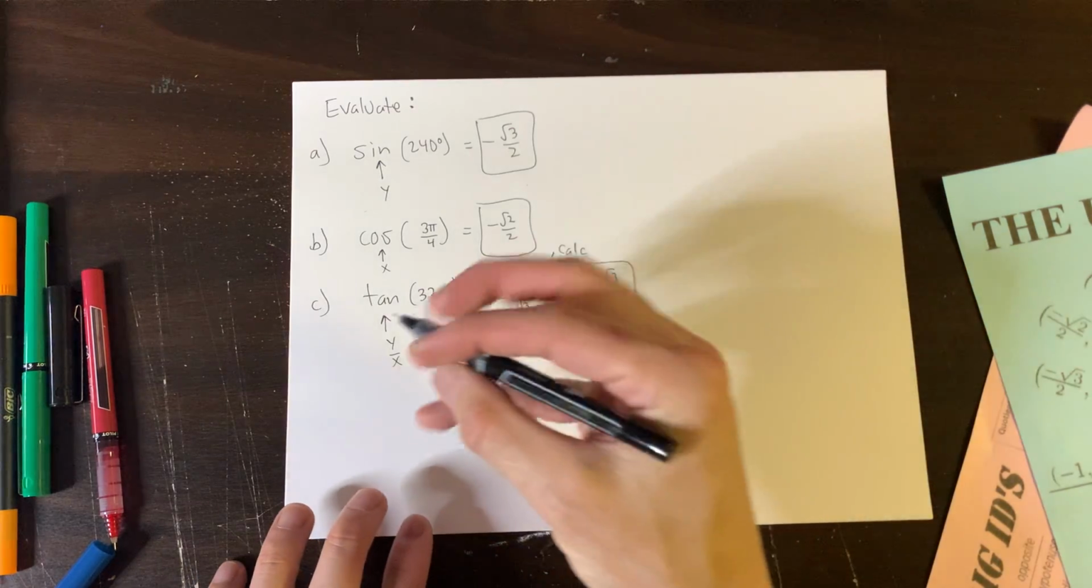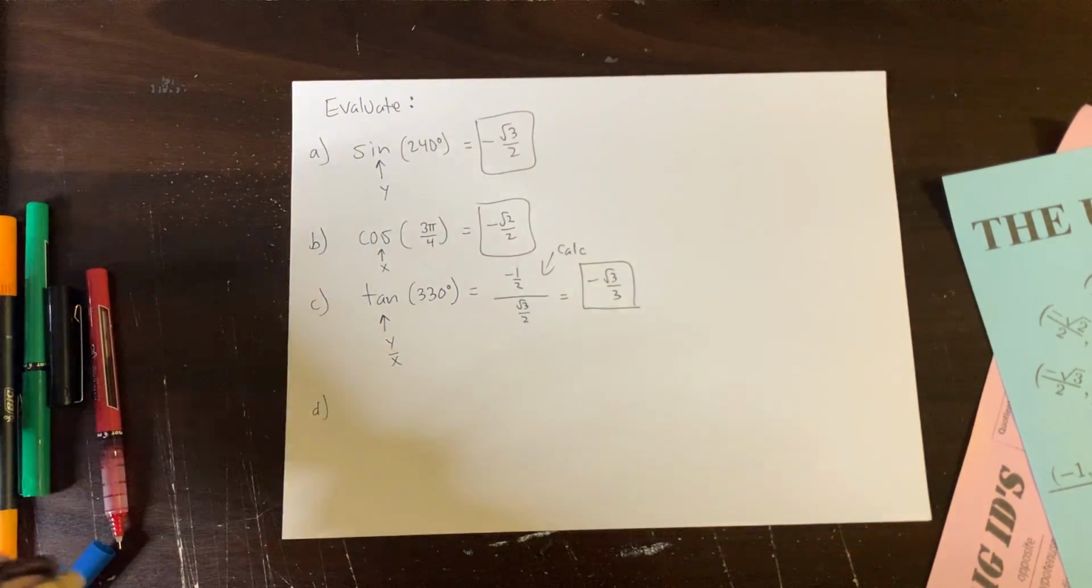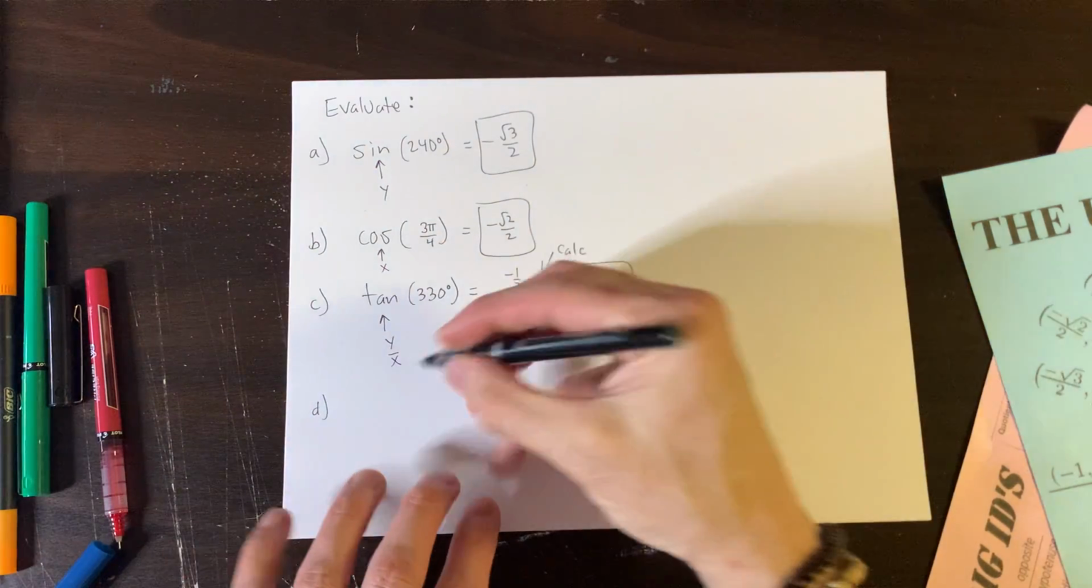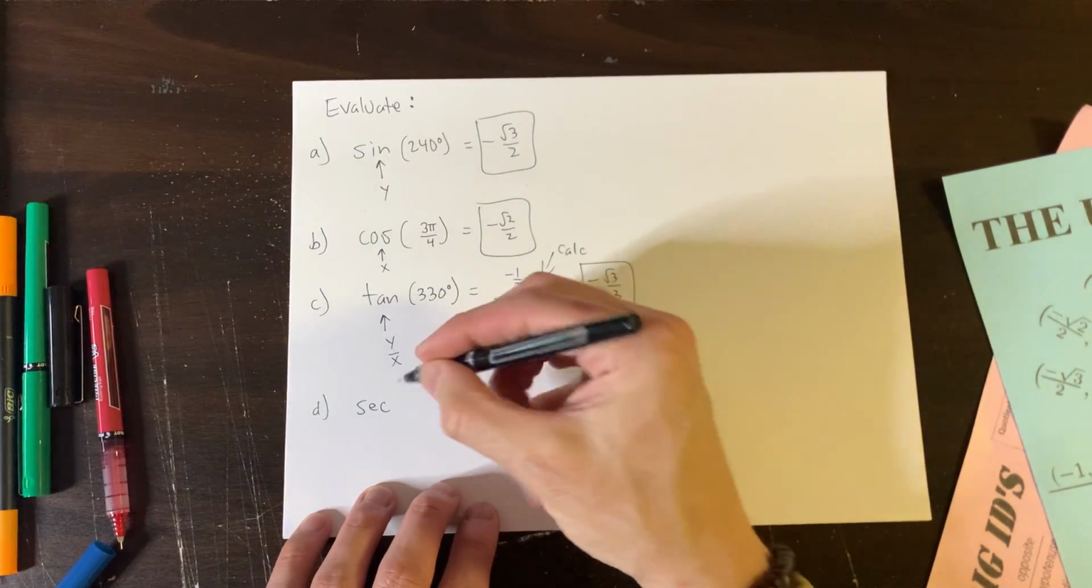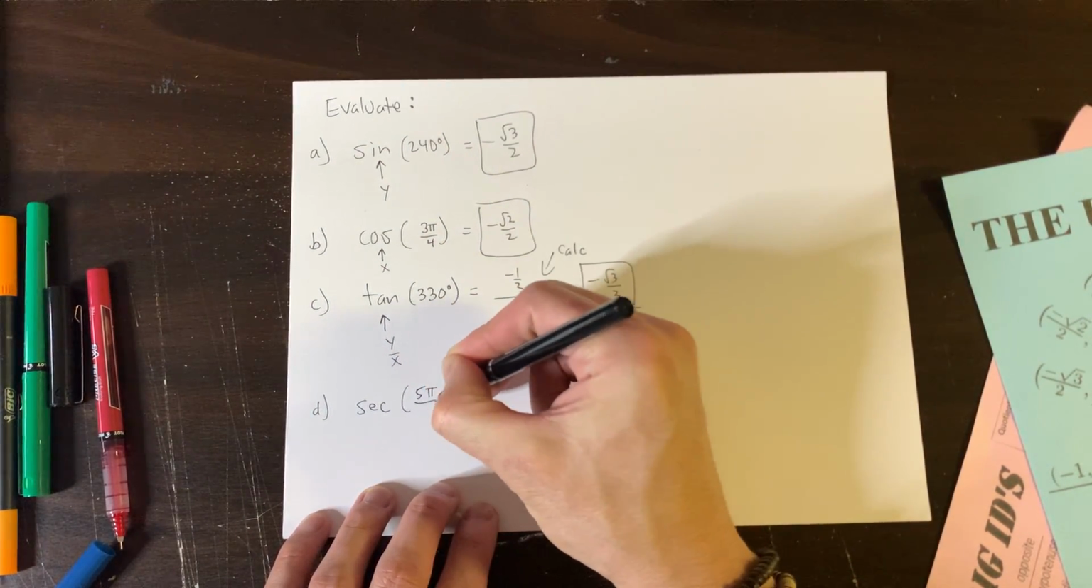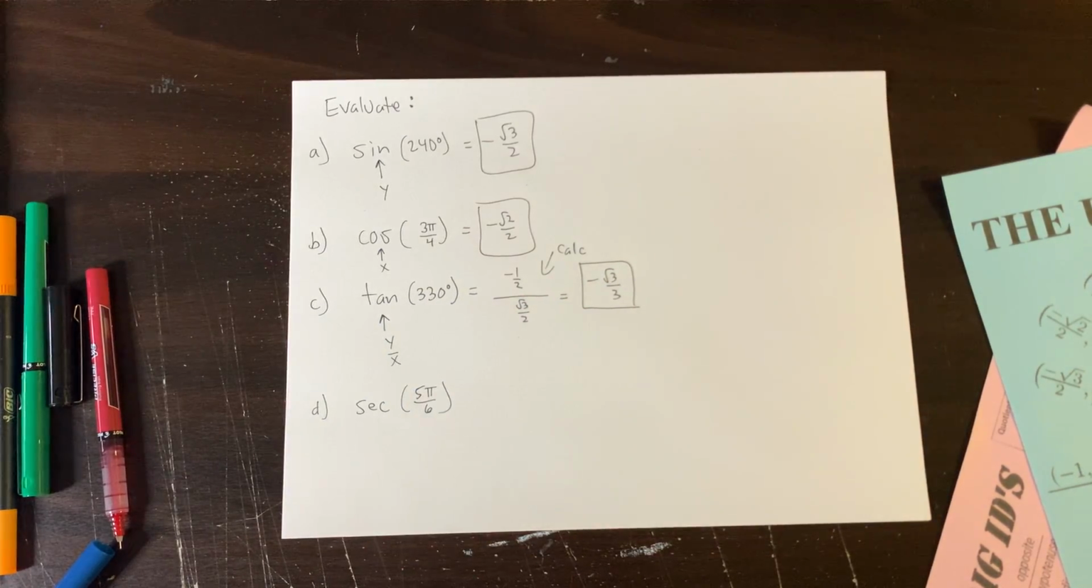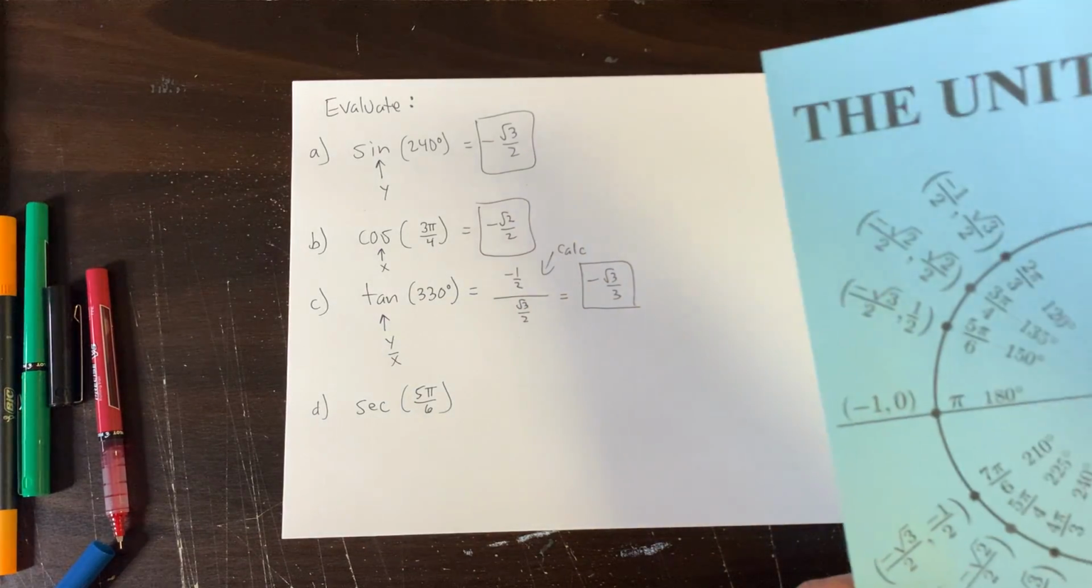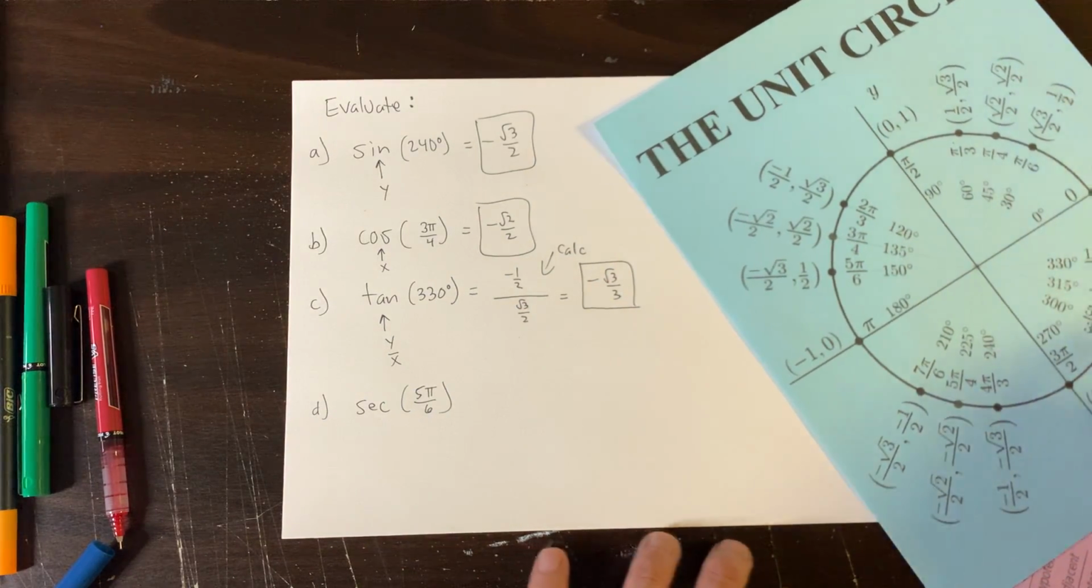Okay, let's try a few more, then we'll call it a day. So how about part D? For that one, let's go with the secant of 5 pi over 6. So we look for 5 pi over 6, and it looks like it's right there.